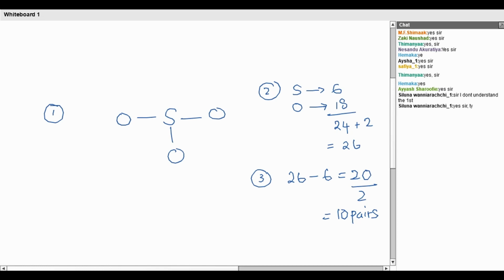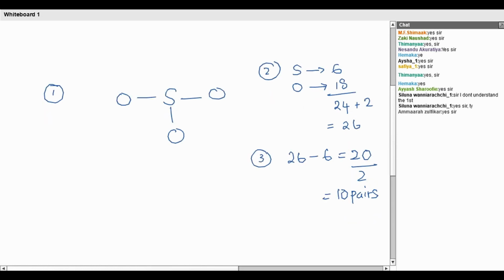The third rule clear? For each bond, subtract 2 electrons, and convert that into pairs by dividing it by 2. Clear? Then the fourth rule: you have to distribute these 10 pairs among the terminal atoms first.